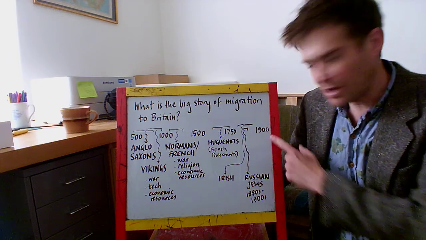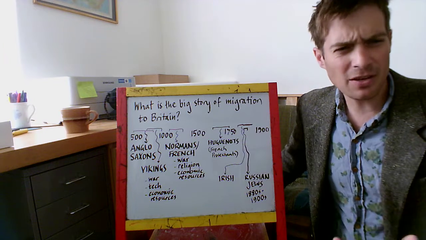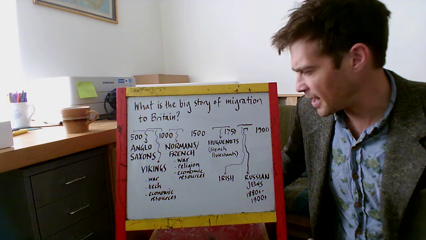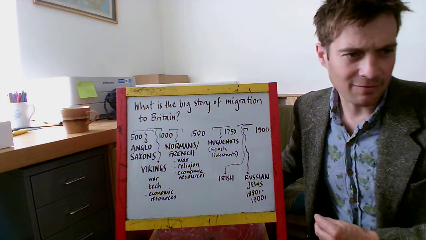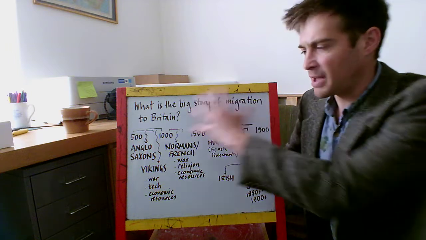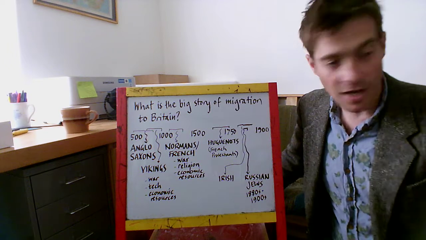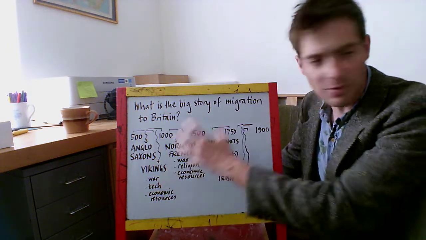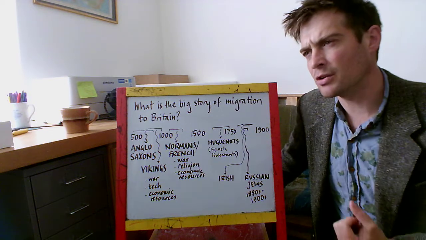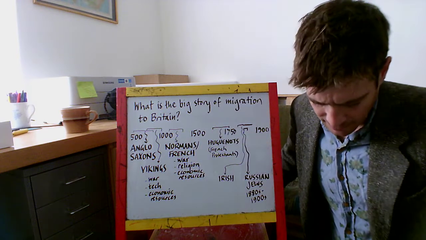You'll notice my timeline, the one on your sheet goes up to 2000, my timeline only goes up to 1900, and that's because in the 20th century the story of migration is much more complex, and I'm going to leave that for next time because we're probably going to have a whole board filled just with what happened in the 20th century. So your first task is to just fill in these groups of people so you can see that bigger picture, what was going on, when were different groups of people moving here. It's a simplified version, as I've said.